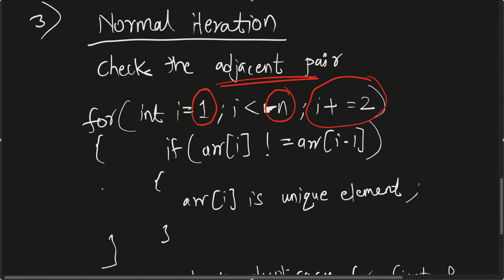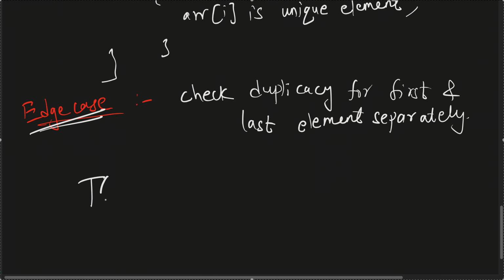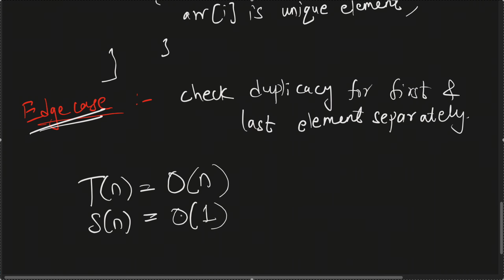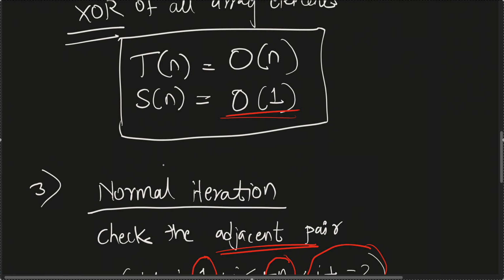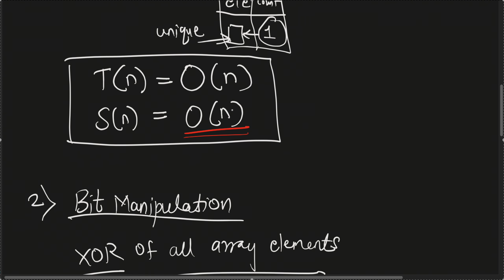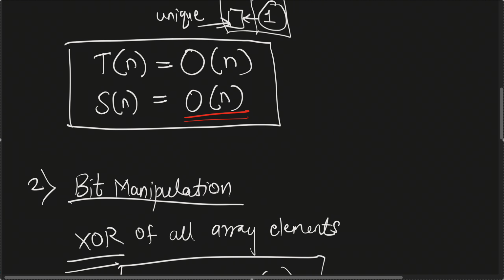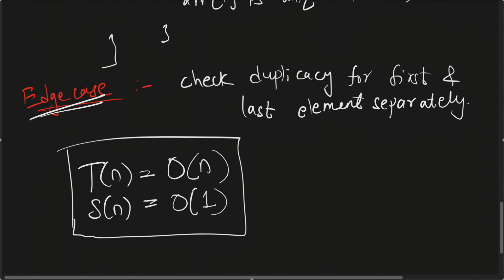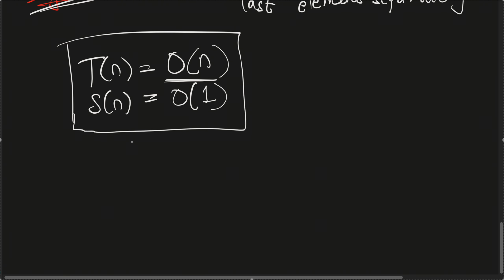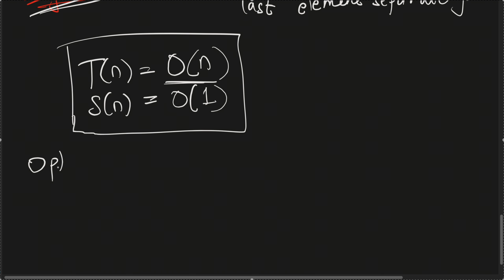Now what is the time complexity of this normal iteration approach? We are traversing the array, so time complexity is order of n. We are not using any extra space, so space complexity is order of 1. So this is the third approach. But in all three approaches we are using order of n space: for frequency map, order of n; for bit manipulation, order of n; and for normal iteration approach is also order of n. Can we further optimize this solution, or is there any optimized approach to solve this problem?